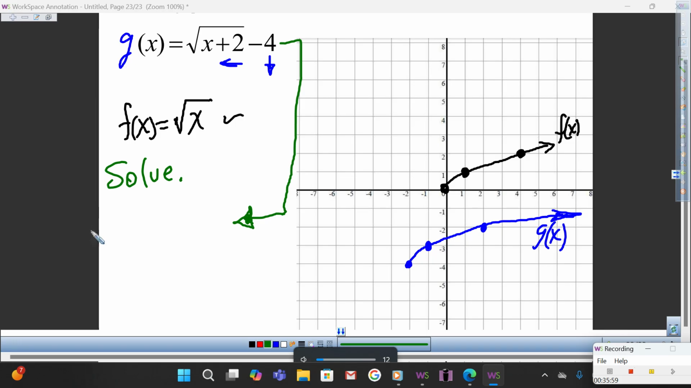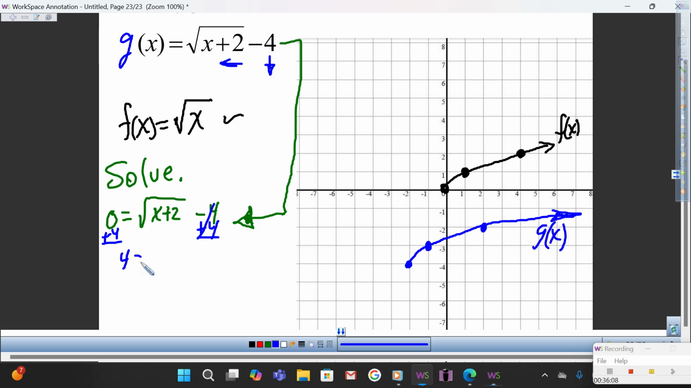We change the g of x to what? So it's 0 equals square root of x plus 2 minus 4. How do we leave the x by itself? We add 4, add 4. 4 equals square root of x plus 2. How do we get rid of that square root? Square and square. So what is square root of 4? 16 equals x plus 2. Last but not least, minus 2 minus 2, therefore 14 equals x.